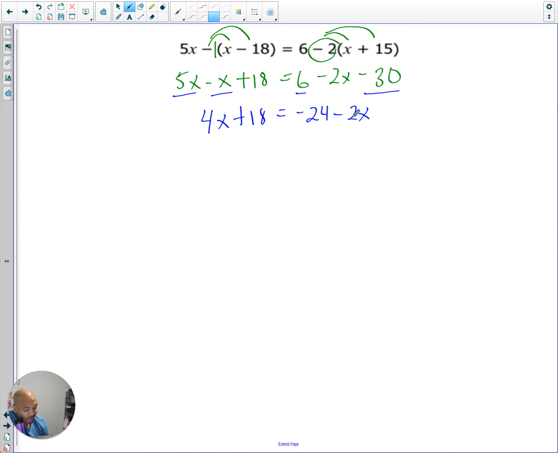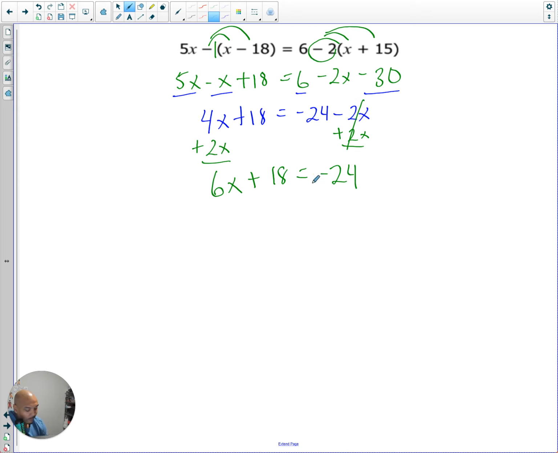All right, so for instance, we have a negative 2x here. What are we going to do? We're going to add 2x. And that makes this 0, but whatever we do to one side, we've got to do to the other. We're going to do it to the x on this side. 4x plus 2x winds up being 6x plus 18 equals negative 24.